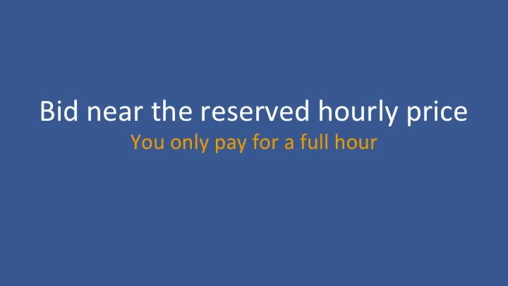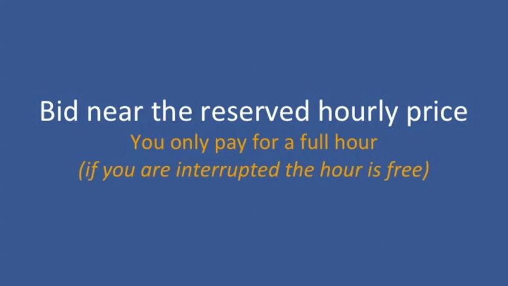Now this brings together various different strategies that we see customers using. So the first is to bid near the reserved hourly price. You only pay for a full hour. Now this is a dynamic of the spot market, which is interesting. So if you can tolerate failure, if you are interrupted on an instance within the hour, you don't pay for that hour of processing. Now on demand, if you take an instance and then drop it 30 minutes later, you will pay a full hour for that instance. But for spot, if we interrupt you, you don't get billed for that portion of the hour that the instance was running. So if you bid at a low price and you can tolerate failure, each time you're interrupted, you will get effectively some free processing.